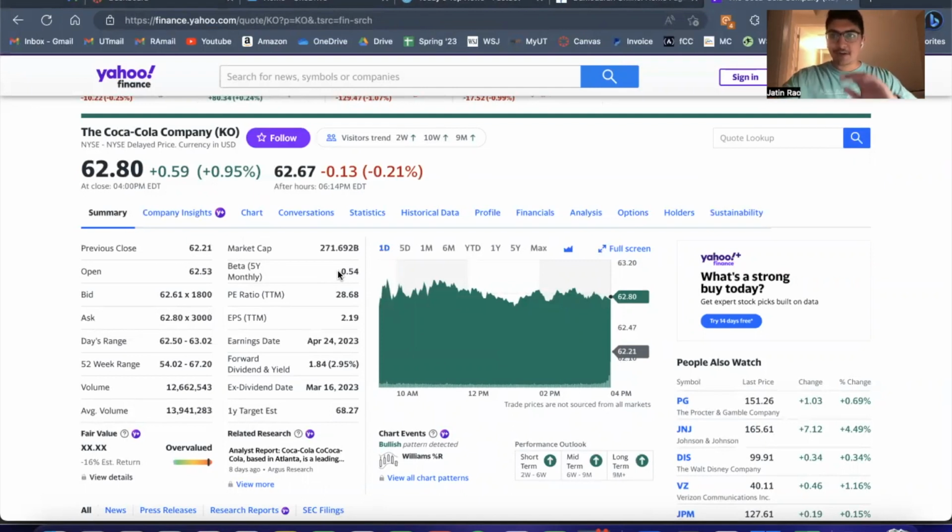Coca-Cola is a very stable company with very stable cash flows. They're not doing anything crazy. They're not a hyper growth tech stock or anything like that. And the market has a lot of higher growth companies that are affecting its movement. So Coca-Cola is relatively low volatile. It's less risky. It's not as sensitive to the changes in the market.